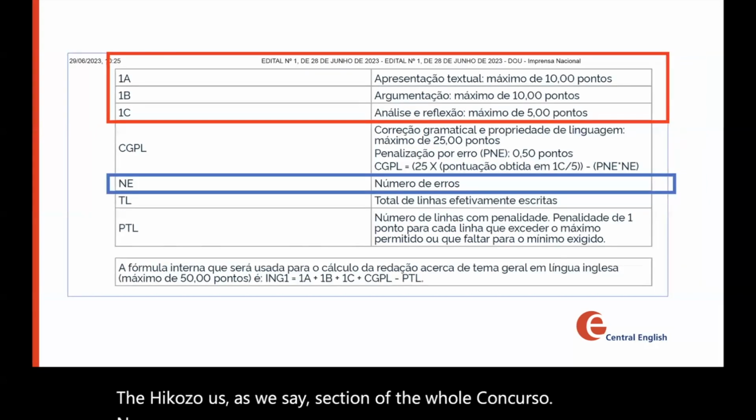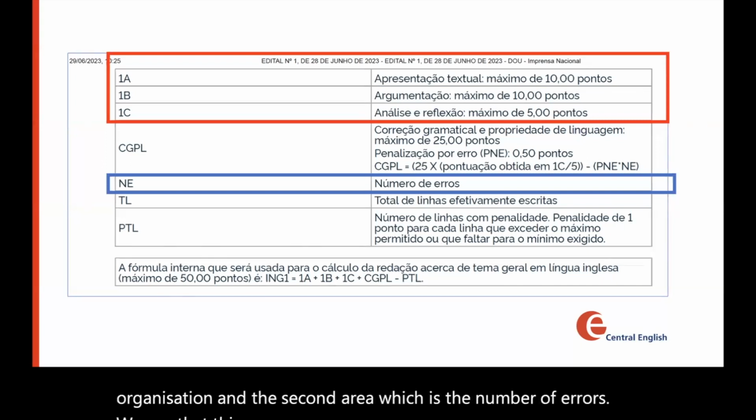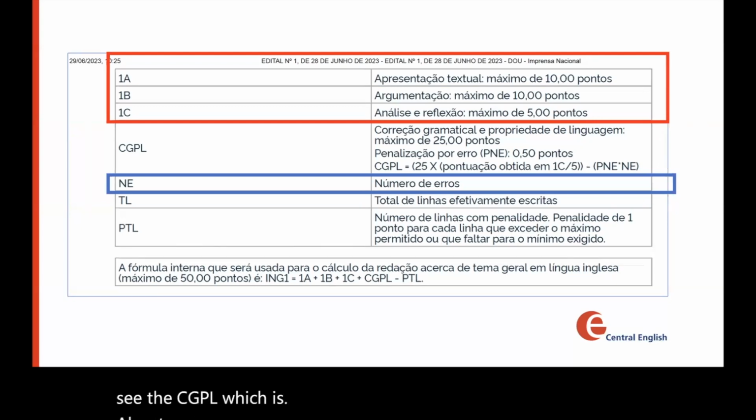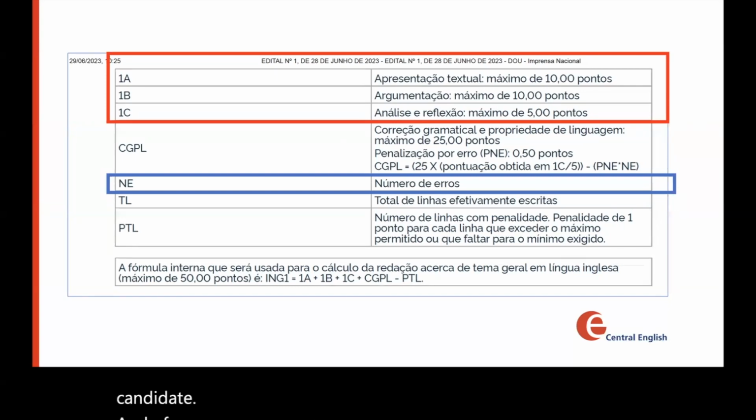Now, the scoring can be quite complicated. Again, I've just focused on these two main areas: the first area, which is the organization, and the second area, which is the number of errors. We see here CGPL, which is about calculation if mistakes are made, and TL, which is the number of lines. In this, it wasn't an issue for this candidate. And of course, there are penalties if the candidate goes over 50 lines, which is the limit.